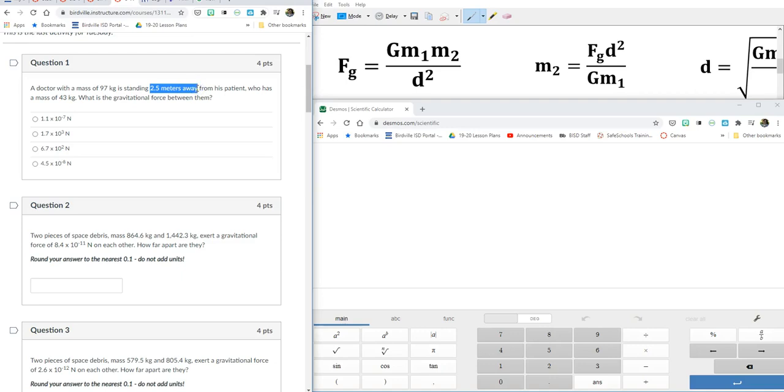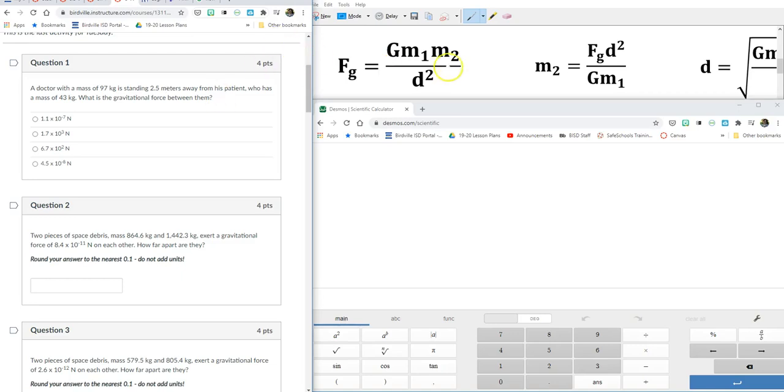Remember that gravitational force is directed between the centers of two objects. So you're looking at how far away from the center of one object is the center of the other object. And that's going to either be given as a distance in meters, 2.5 meters away. If you have something that is, say, on the surface of a planet, that distance, d, is going to be the radius of the planet.